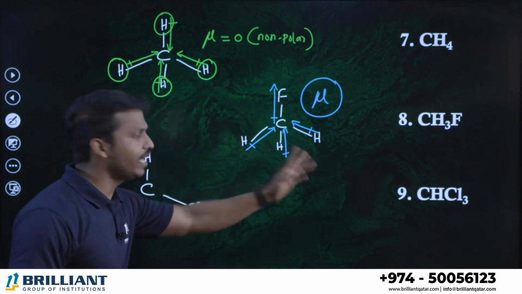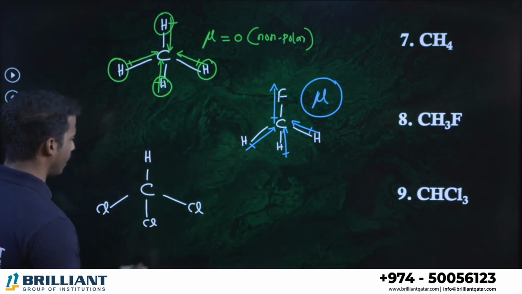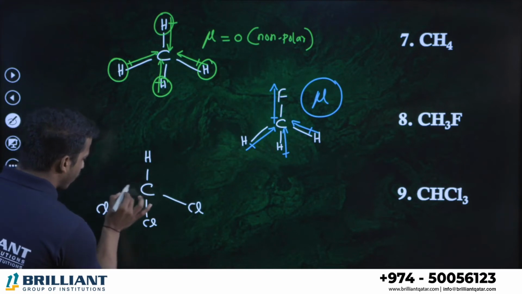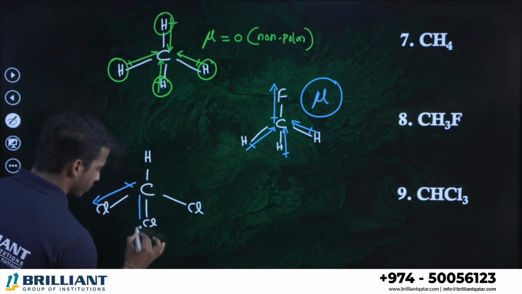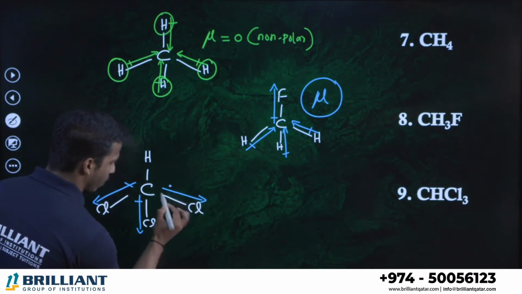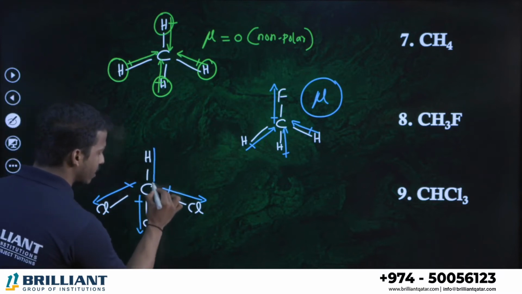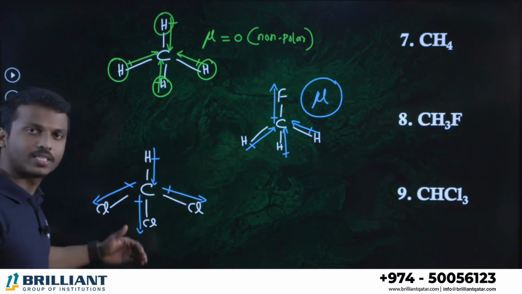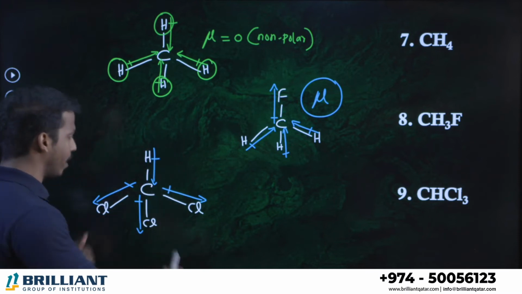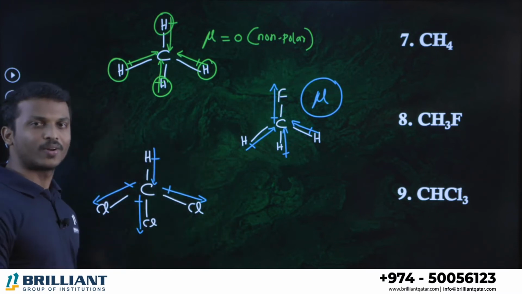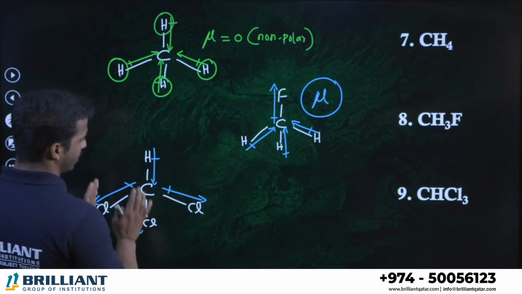All right. What about CHCl3? In CHCl3, between carbon and chlorine, chlorine is the more electronegative one. Between carbon and hydrogen, carbon is the greater one. Yes, it also has a net dipole moment downward. Correct or not? So all the dipole moments are adding up, so there is a dipole moment.